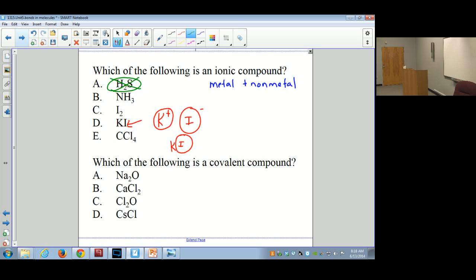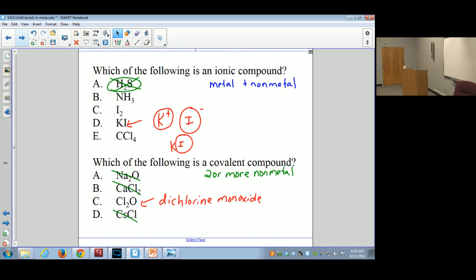Now, covalent molecules are two or more nonmetals. So using your periodic table, those are the yellow things in your periodic table, that lets out sodium, calcium, and cesium because all of those are metals. The only thing left here is the dichlorine monoxide. And that would be a covalent compound.